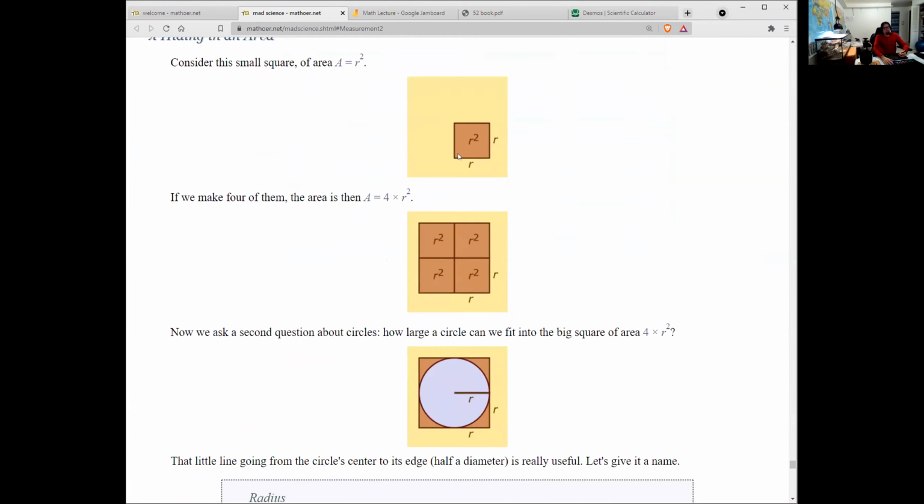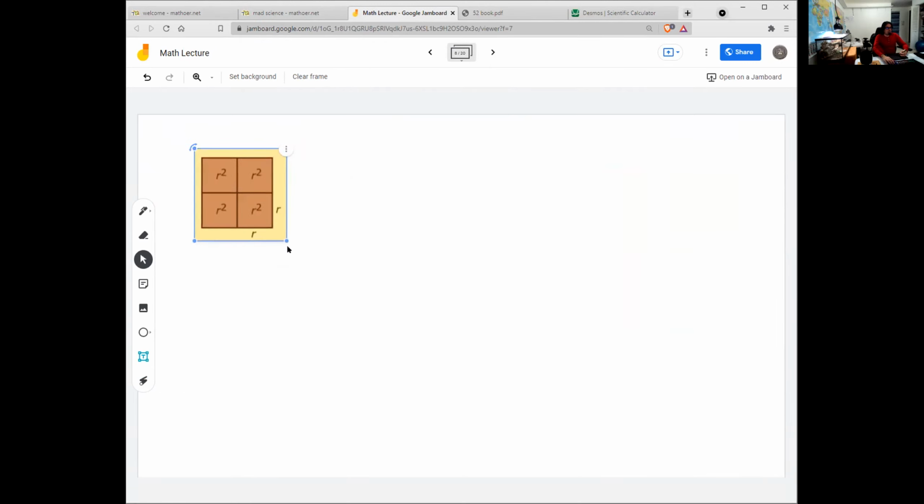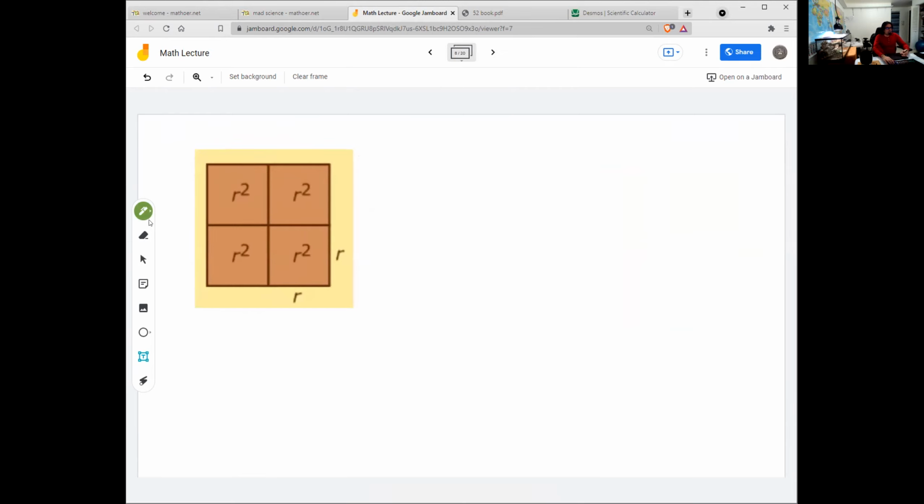This little brown square is r by r in size, so that's r squared, because r times r is what r squared means. And if I photocopy it and make 4 copies of it, then this shape here has an area of 4r squared. Right? We can count them. There's 1 r squared, 2 r squareds, 3 r squareds, 4 r squareds. Everyone with me so far?